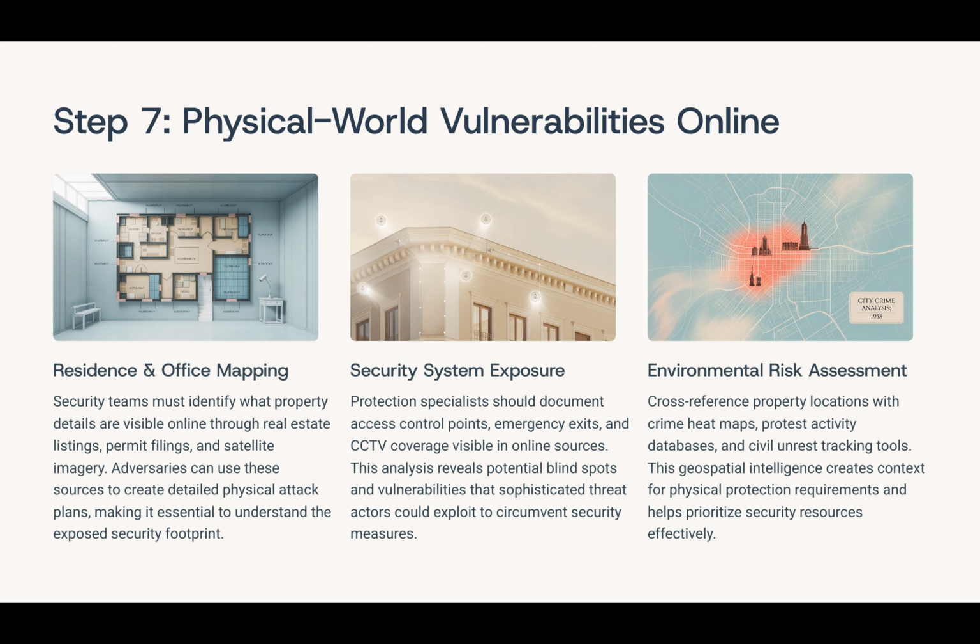Security teams need to be proactive in evaluating how much information about residences and offices is accessible through public sources. This includes real estate listings, building permit databases, and even satellite imagery. Adversaries can combine these data points to map out a target's environment and develop detailed attack plans, so it's crucial to understand what might already be exposed.